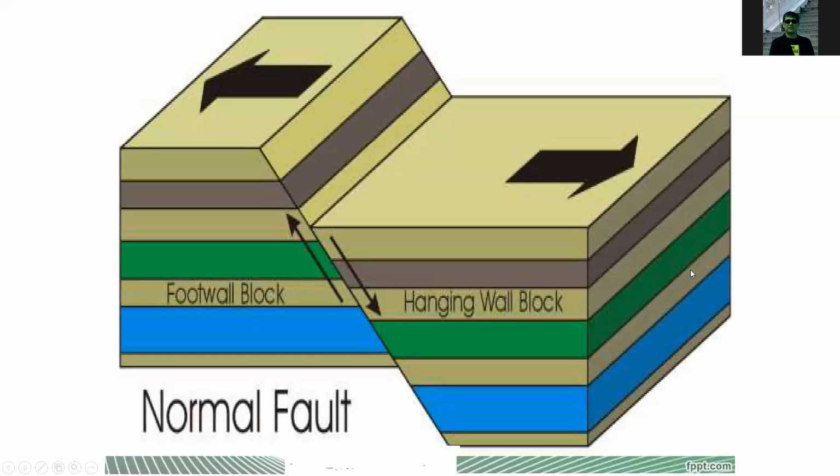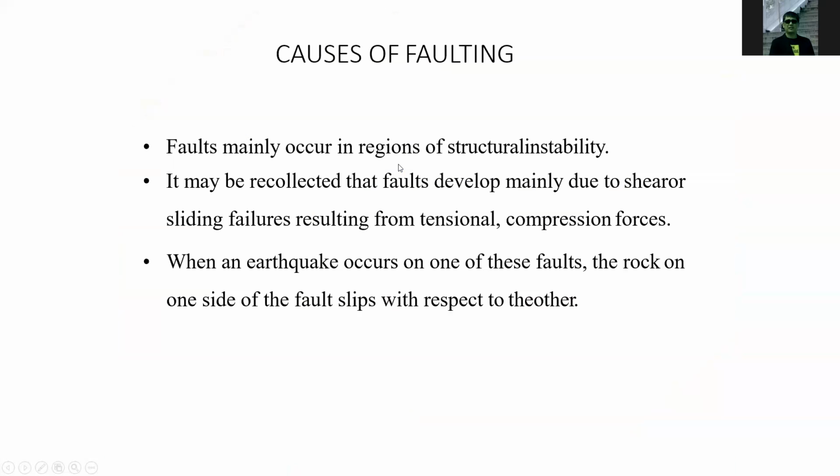So this is a sample of a normal fault. This is the fault line. And then one side of the fault slips in relation to the other side of the fault. So if you have a house on top of the fault line, your house will eventually break because of the movement of the fault line.